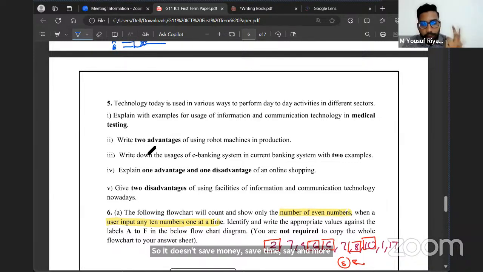Then usage of e-banking, with two examples. You can use the e-banking system to check your account balance and transfer funds. For examples of e-banking, you can say Commercial Bank Flash, Sampath Vishwa, you can mention ComBank Digital, you can mention any of them.